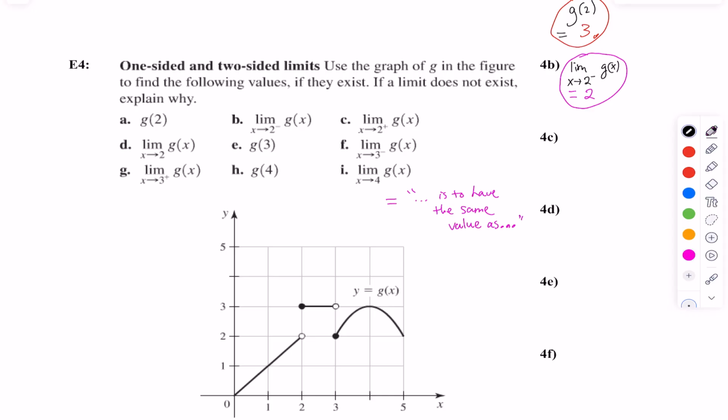All right, let's look at part C. Go ahead and rewrite the expression: the limit as x approaches 2 from the right side. Where do the corresponding g of x values approach, if they approach anything at all? Let's see. Does this have the same value as... as x approaches 2 from the right side, where do the corresponding y values go? Let's try that again. As x approaches 2 from the right side, where do the corresponding y values go? They're going to 3.